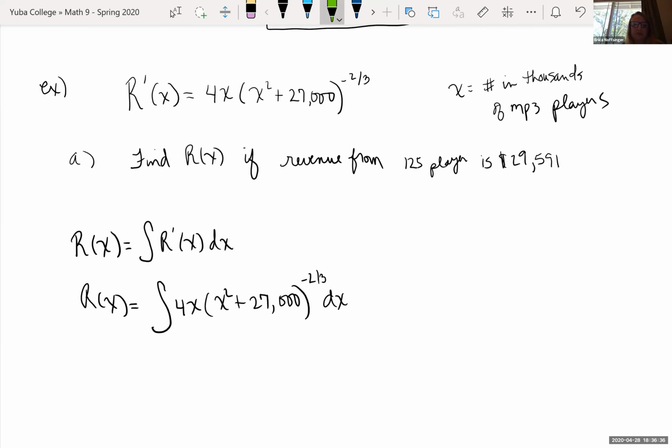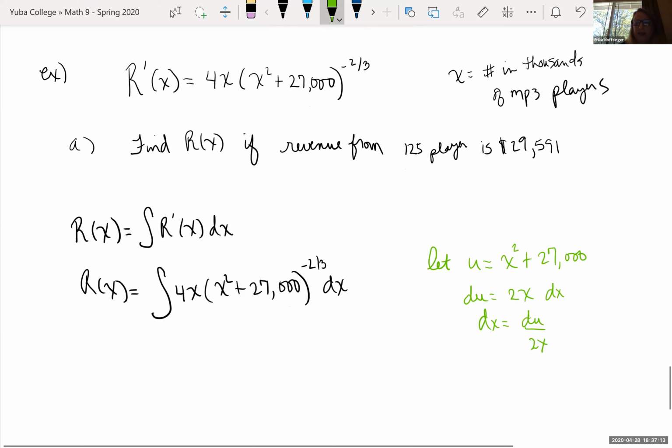We need to choose what u is going to be. I noticed that we have that x outside of the parentheses that's raised to a negative 2/3 power. So choose u to be what's inside the parentheses in this case. Let u equal x squared plus 27,000. So du is equal to 2x dx. Solving for dx, we divide by 2x, and we get du over 2x.